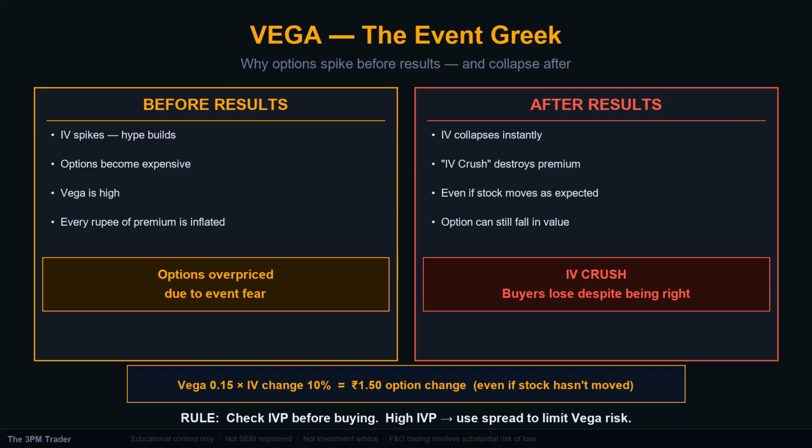The rule: check IV percentile before buying. High IVP means options are expensive and Vega risk is elevated. Use a spread to reduce it.